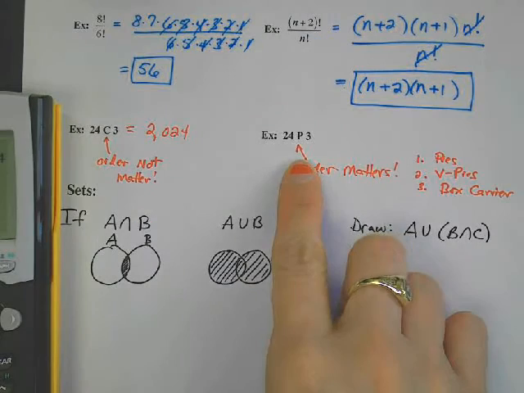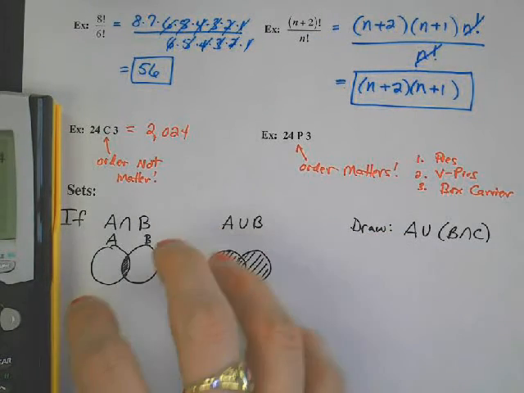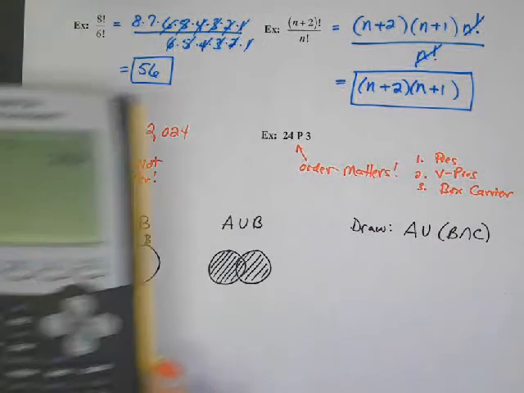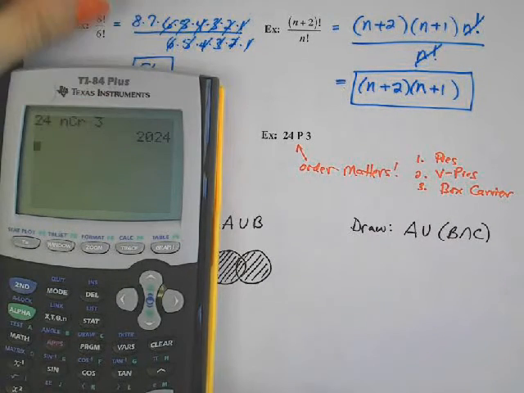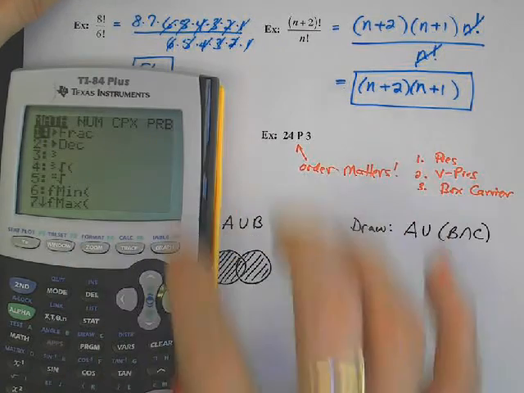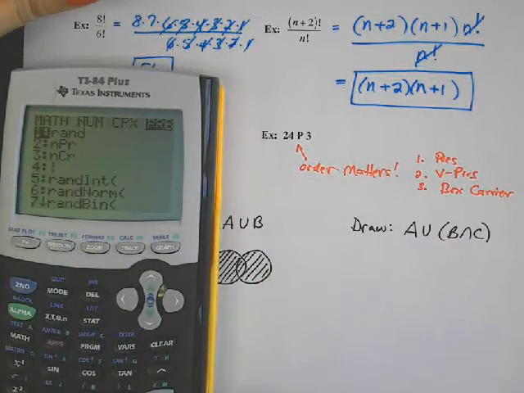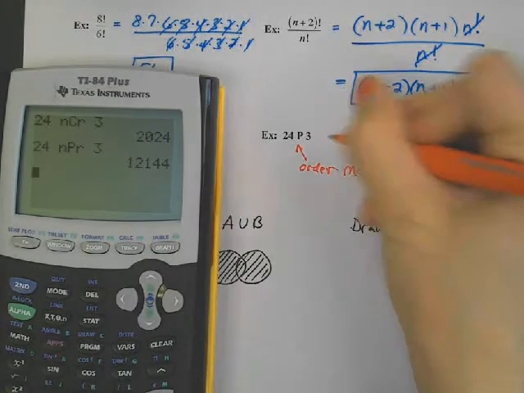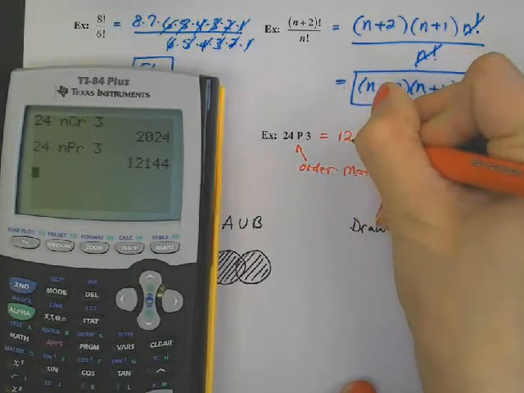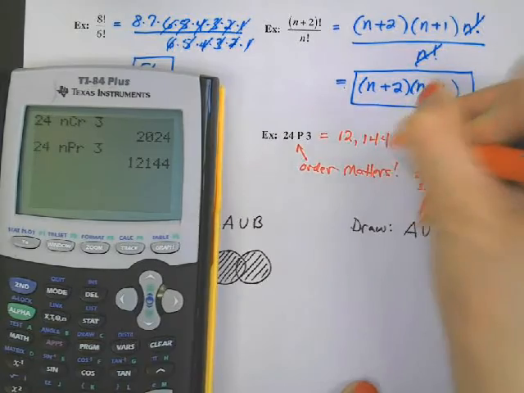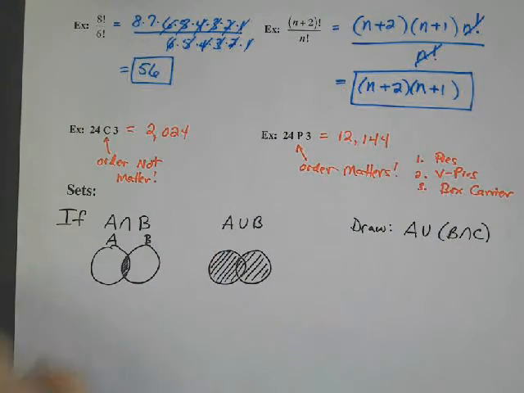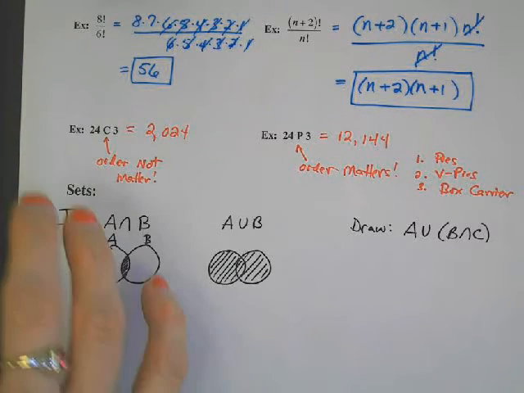Now, this one here is going to be a lot more, because not only do I pick 3 people, but then the order in which that happens is going to play out. So 24, math, over to probability, and choose P. Oh, look at that. That's 12,144 ways. Because not only did I choose 3 people, but then the order in which I choose them matters.